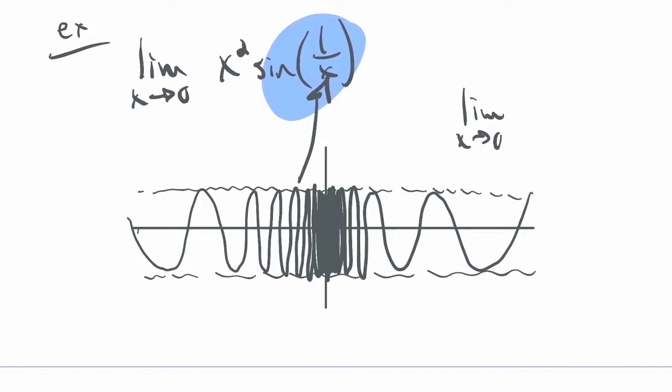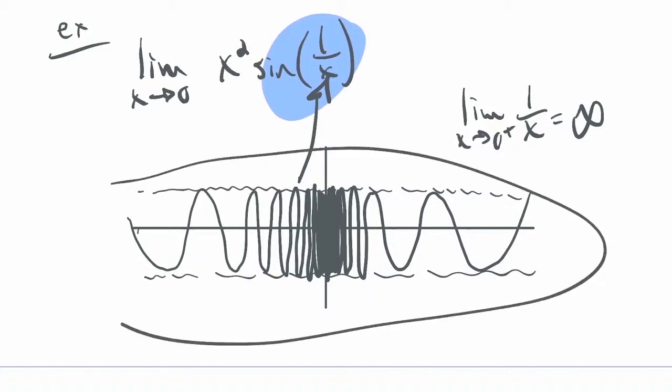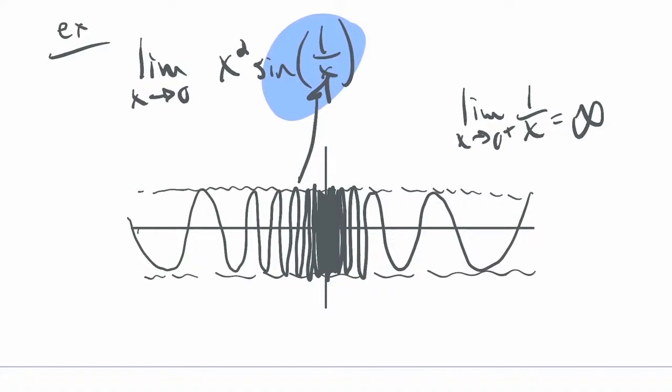Just 1 over x, sorry. From the right, specifically, right? And then from the left it would be negative infinity. So this doesn't really work, because you can't just do the limit of the sine of 1 over x. This does not exist. As x goes to 0, sine of 1 over x doesn't exist.